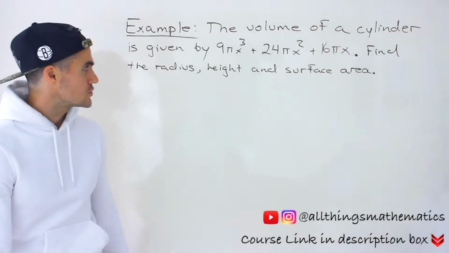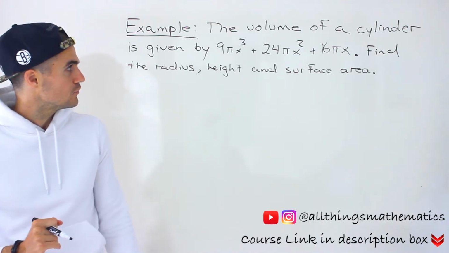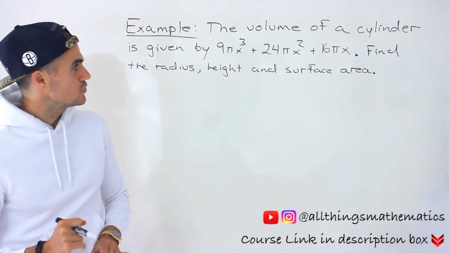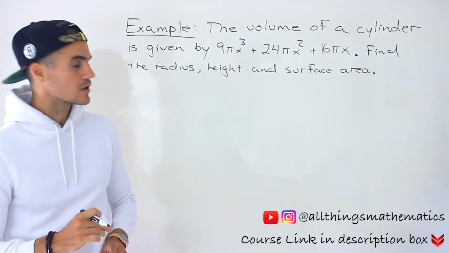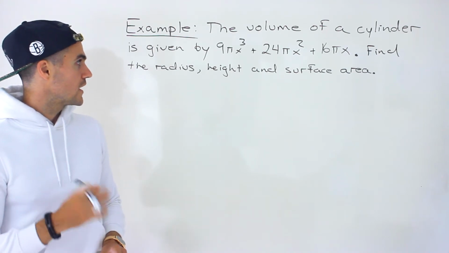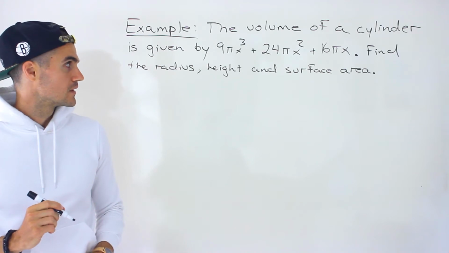Patrick here. Moving on to the next question, another word problem dealing with factoring. So we're told the volume of a cylinder is given by this expression, 9 pi x cubed plus 24 pi x squared plus 16 pi x. And what we have to do is find the radius, height, and surface area of the cylinder.